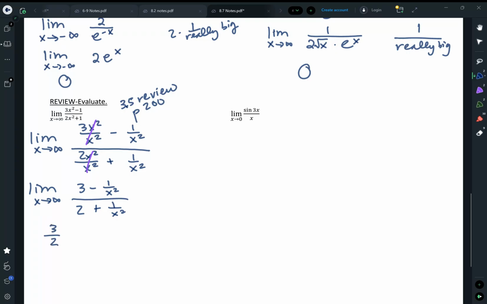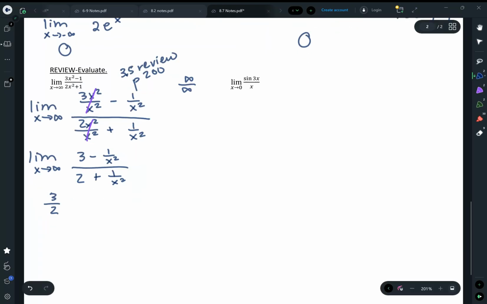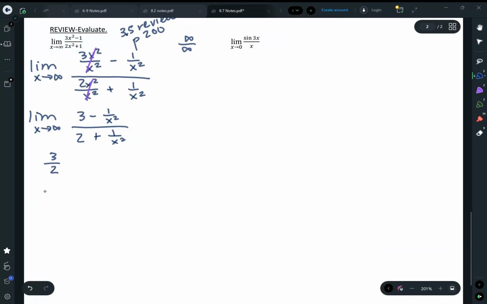So if we think about our direct substitution here, if I directly substituted infinity to start with, I would have 3 times infinity squared minus 1. This would just be an infinity over infinity situation. So instead of using the algebra strategies we did earlier this year, we could also do L'Hopital's rule. Let's see how that works.